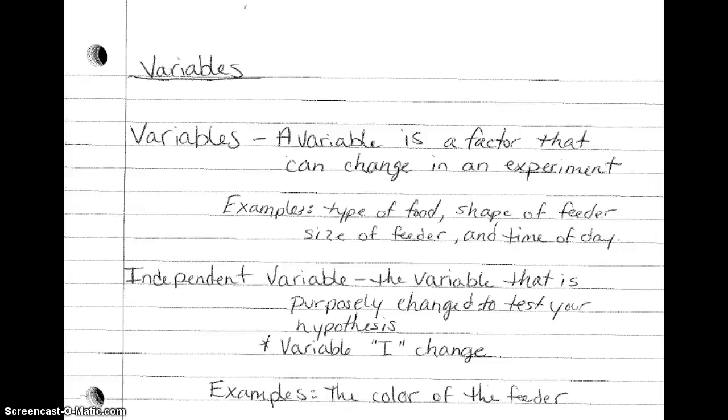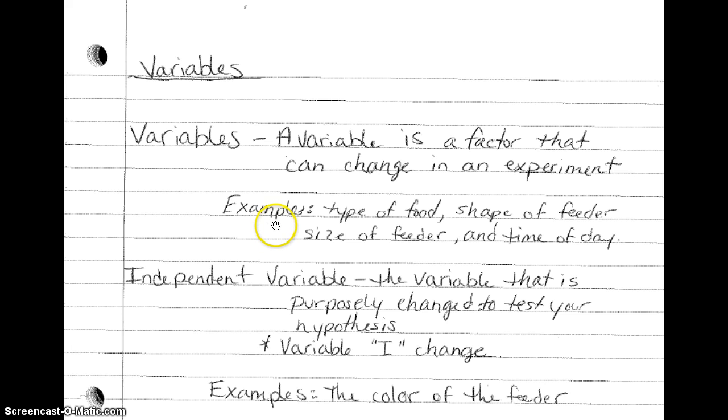Okay, we are looking at variables. A variable is a factor that can change in an experiment. An example, and these examples refer back to the textbook when you were reading about variables. They were talking about an experiment that they were doing with hummingbirds, and they were changing the color of the feeder to see if it made a difference.